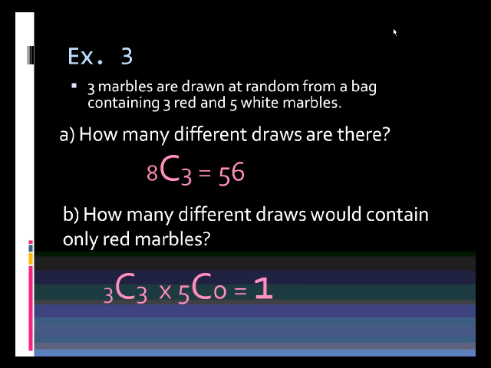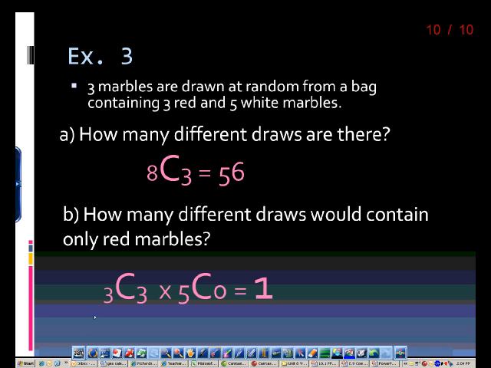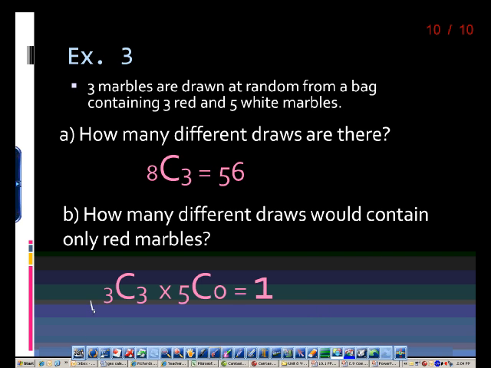All right, what does this tell us about 3C3? What must that be equal to? 1. 3C3 has to be 1. You think that's true anytime you have the same number? Yes or no? Yeah. Anytime you have k elements and you want a group of all k of them, there's only one way to do that.